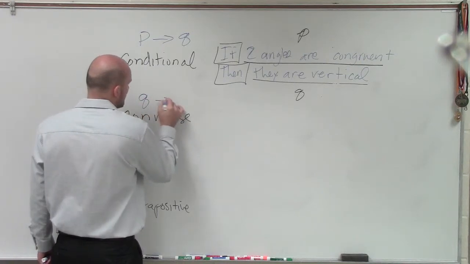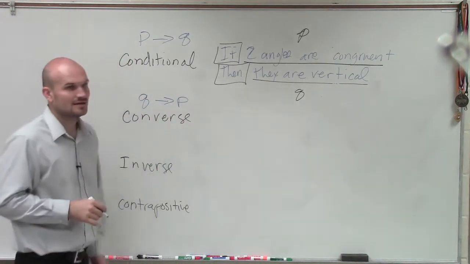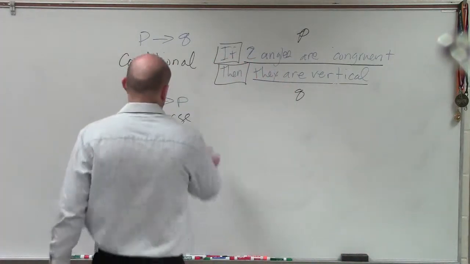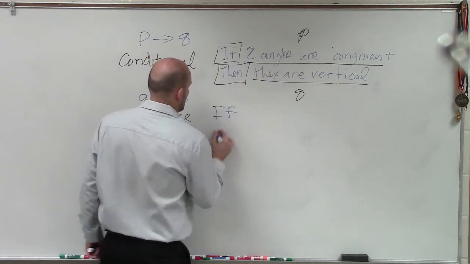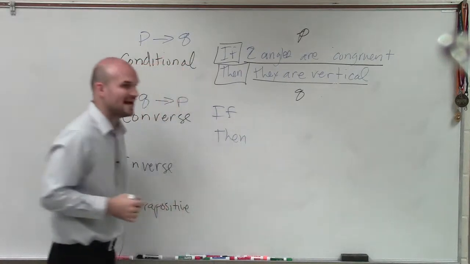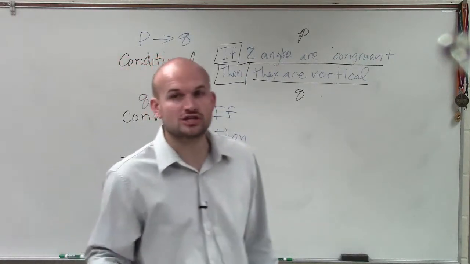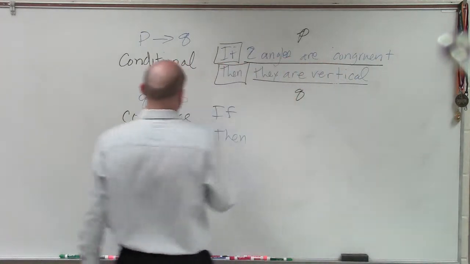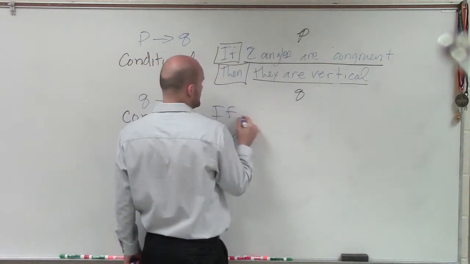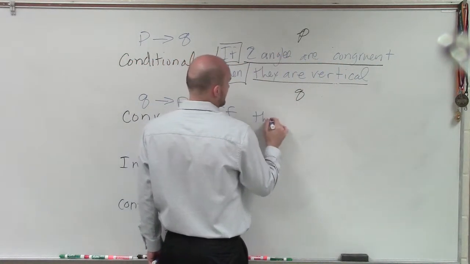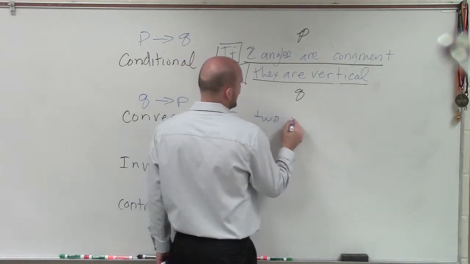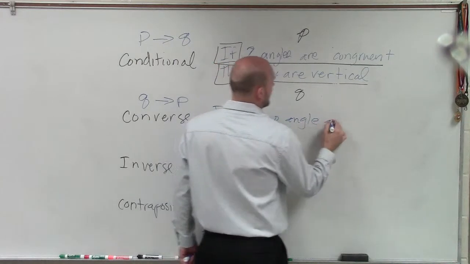So if I say write the converse with little notation, the converse goes like this. If Q, then P. So guess what? The if and the then don't change. If, then. They don't change, but now we're writing the conclusion before we write the hypothesis. The conclusion is they are vertical. So if two angles are vertical.